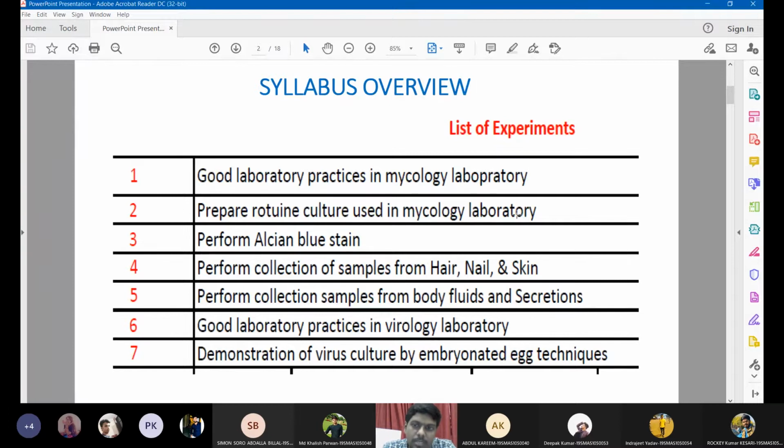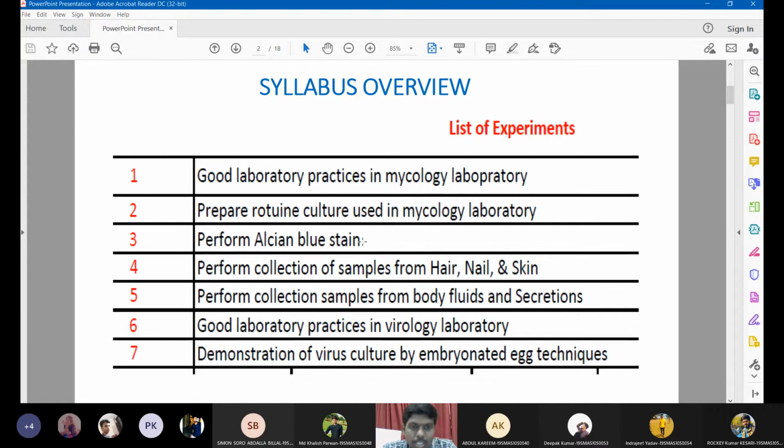So what is the culture media we are using? It is SDA, Sabouraud dextrose agar. We discussed the preparation of SDA, the principle, its procedure, and results and interpretation also. So this we finished. Then the third experiment is performing Alcian blue stain.